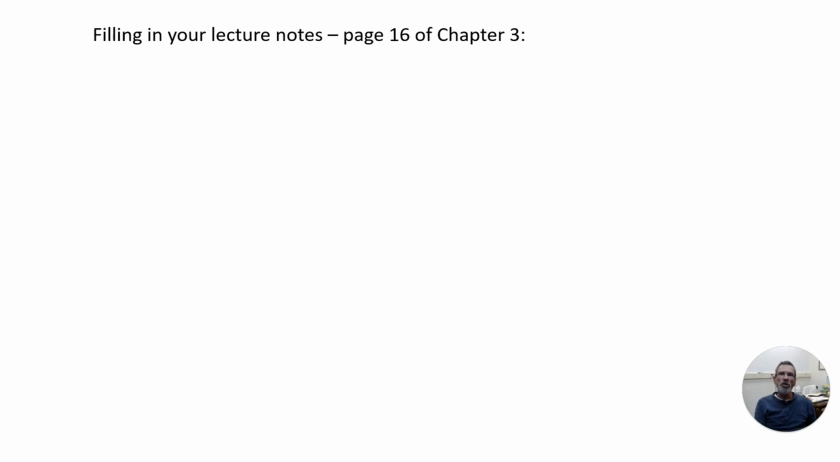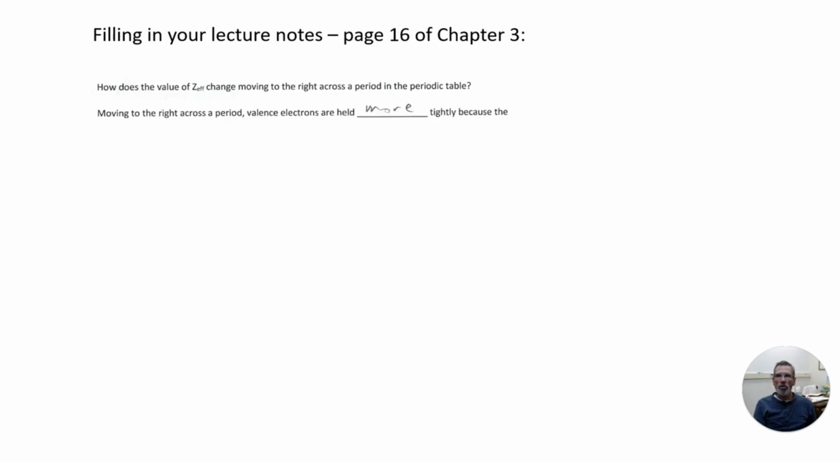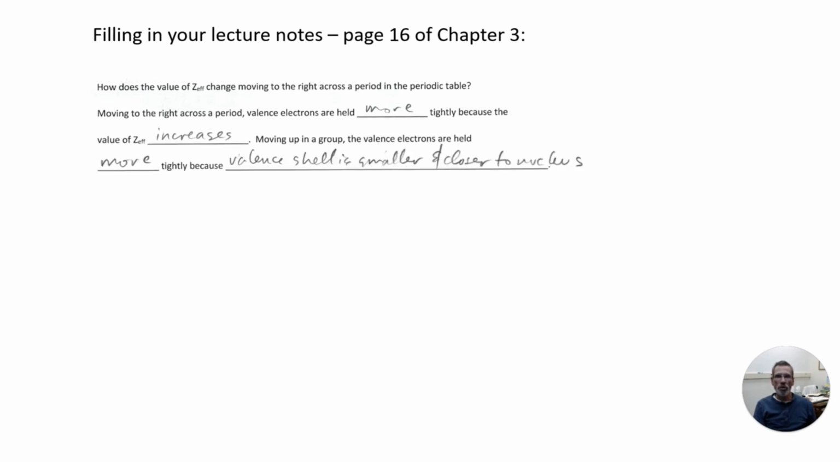So let's fill in your lecture notes now, beginning with the middle part of page 16 down near the bottom. We want to know, how does the value of the effective nuclear charge change moving to the right across a period? We know that moving to the right across a period, the valence electrons are going to be held more tightly because the value of the effective nuclear charge increases. We also know that moving up in a group, the valence electrons are held more tightly because our valence shell is smaller and therefore closer to the nucleus.